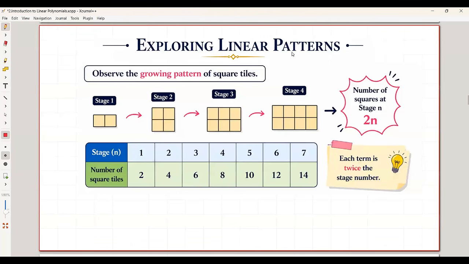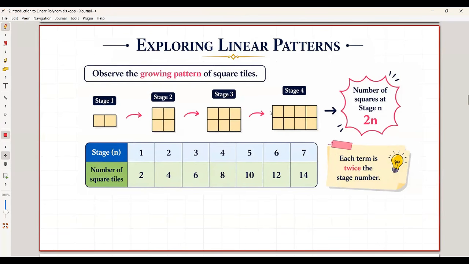Exploring new pattern. What is exploring in new pattern? Okay, we are going to just see here. You can just see a new pattern. Okay, stage 1, stage 2, stage 3, stage 4. So here one right pattern you can just able to identify. In each stage you can see the pattern. What is the pattern? First stage we have 2 squares, second stage we have 4 squares, next 6, next 8.